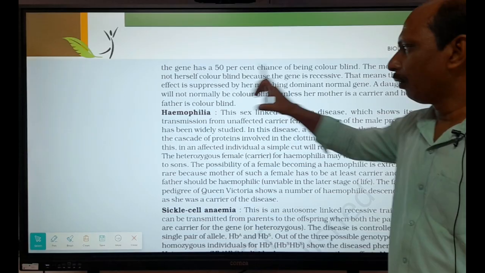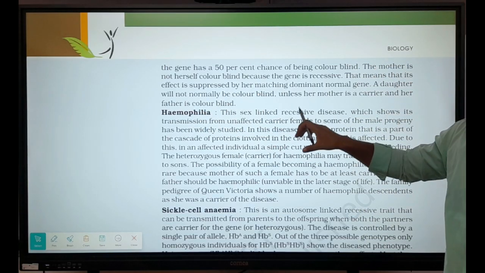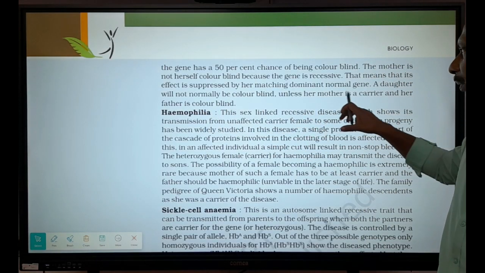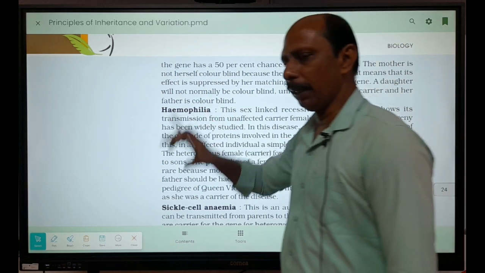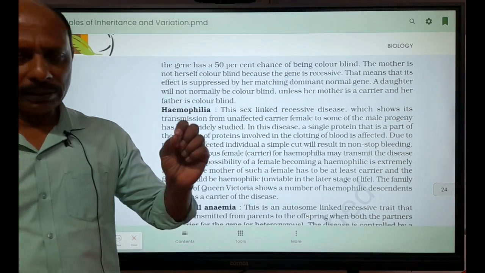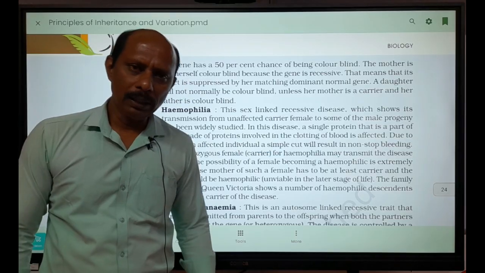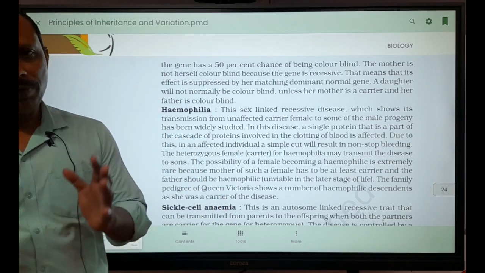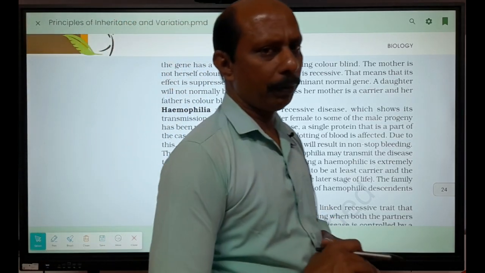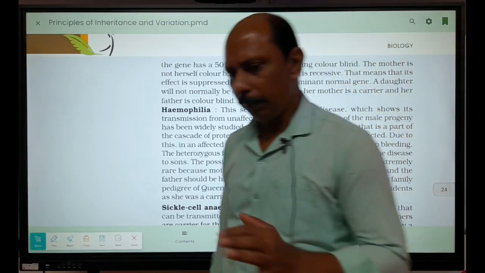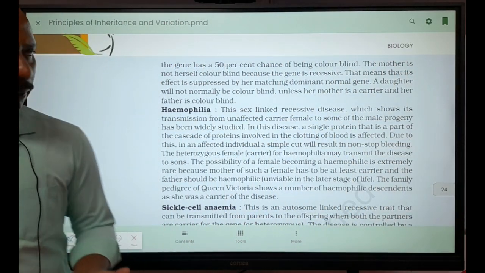A daughter will not normally be colorblind, but she is a carrier, unless her mother is a carrier and her father is colorblind. Only in that one case, when the mother is a carrier and the father is colorblind, there is a 50% possibility that a daughter will be colorblind, right? Only 50%.